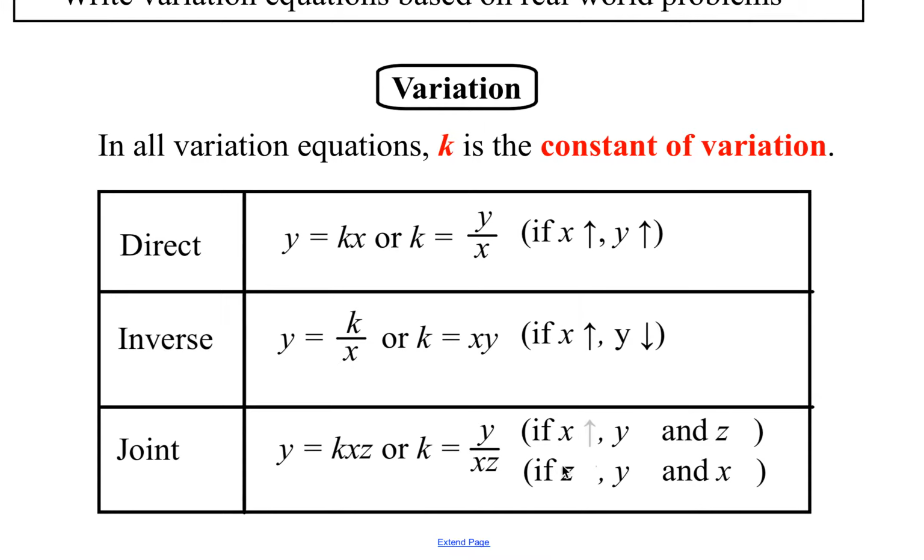So if we let x go up, then y also has to go up, but z will go down. If we have z going up, then y will also go up, but x will go down. So you'll notice that x and y vary directly, but x and z vary inversely. And you can notice that because they're in the denominator.